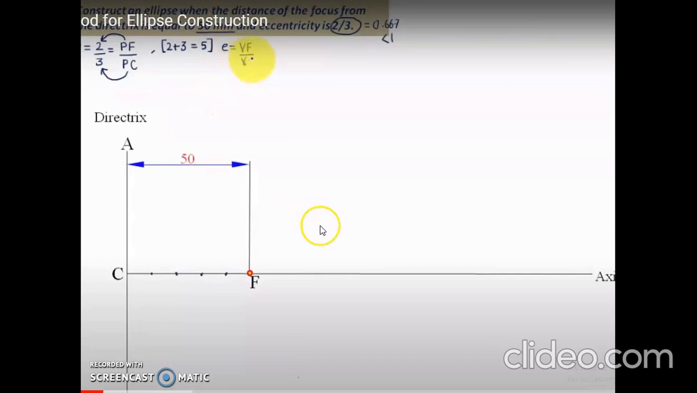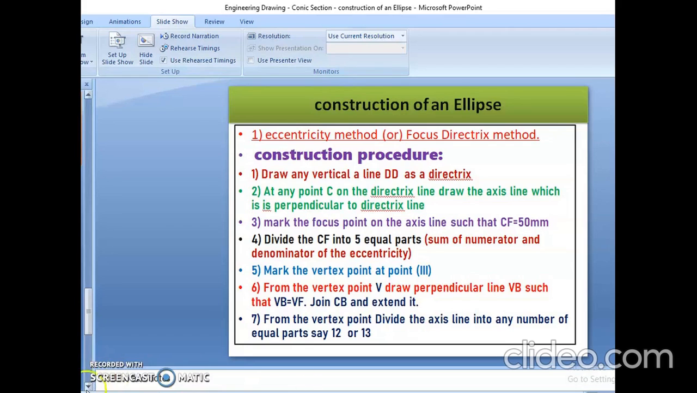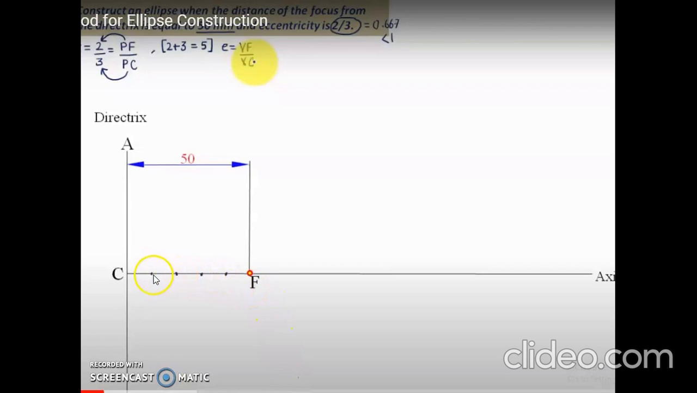Next, the fifth point. What is the fifth point? Mark the vertex point at point 3. We have to mark the vertex point. Where? This is point 1, point 2, point 3. At point 3 we have to mark the vertex point, at this particular position.